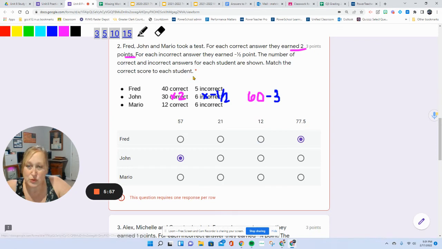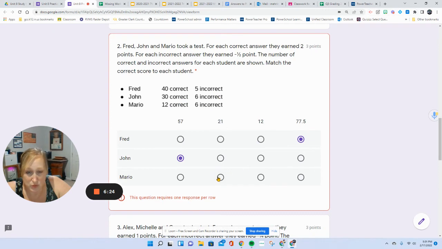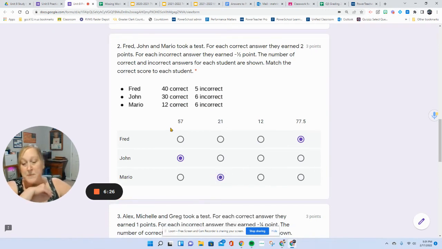Let's go to Mario. So Mario is going to be 12 times 2. So Mario got 24 points for getting things correct, but he also got 6 incorrect at 1/2 point, minus 1/2 point each. So he lost 3 points, which will equal 21. So he scored a 21. Okay.